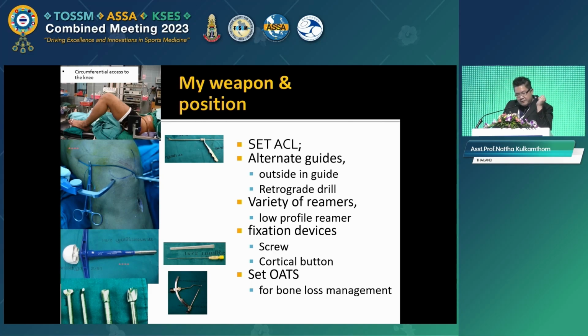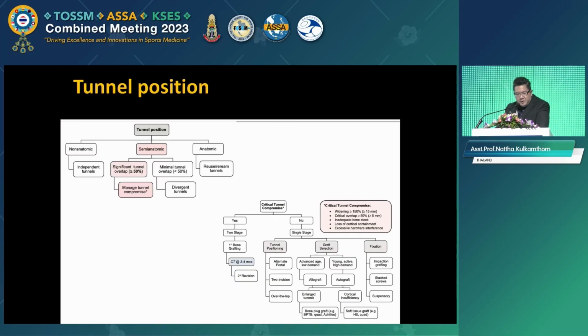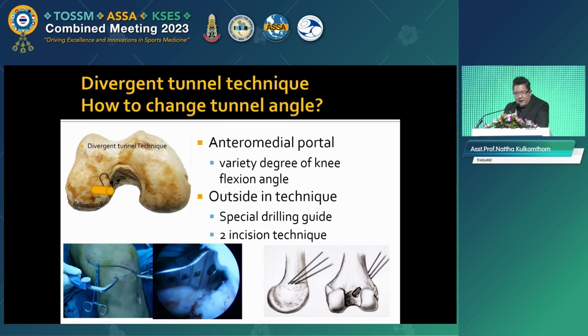Yeah, it's my weapon. You need to have the outside-in guide and a variety of reamers, and also this set is for the bone graft, the old set, the articular set. I take the bone from nearby, I mean the tibia, the medial tibia maybe lower than the ACL. Yeah. This is a guideline.